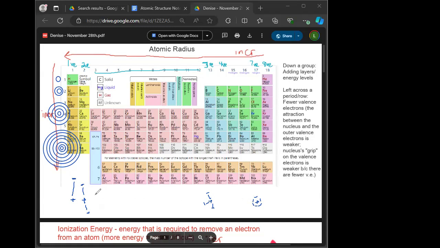So you can see that the size of the atom decreases as you go to the right, because of the increasing number of valence electrons, they're going to pull them closer.